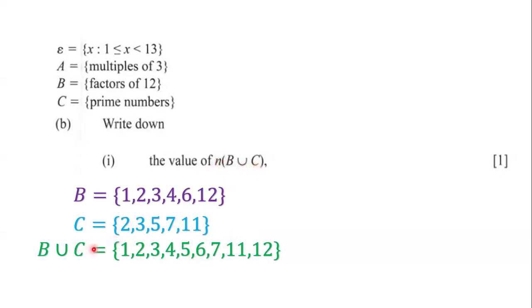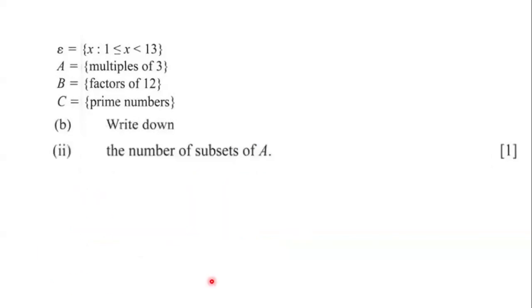But we actually want the number of elements in the union. We don't want the union. So how many elements are inside the set? We have 1, 2, 3, 4, 5, 6, 7, 8, 9. So there are 9 elements in this union. That means that the number of elements in B union C is 9. So the answer is 9.